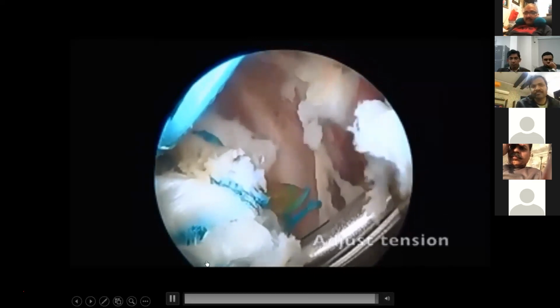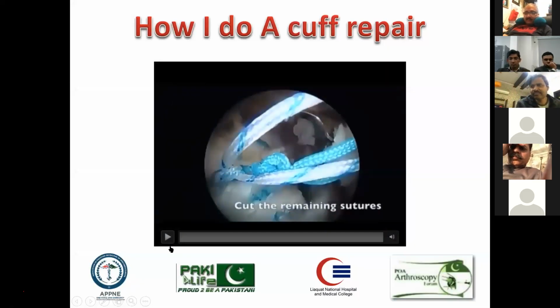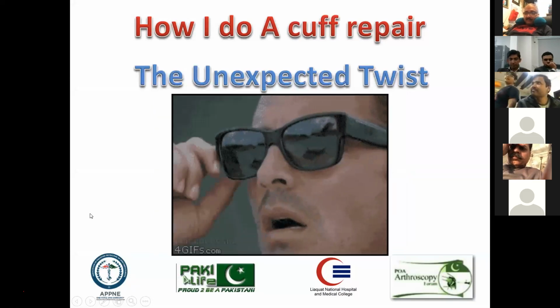This is the key part. This is probably the only anchor that does it. It's the striker system. Nothing else. You can see how the cuff is coming together, and then we cut the suture anchors and we end.